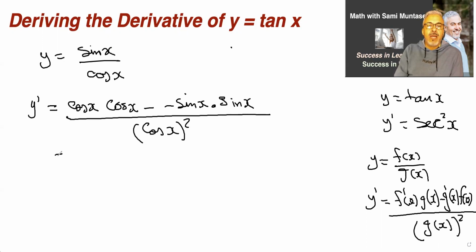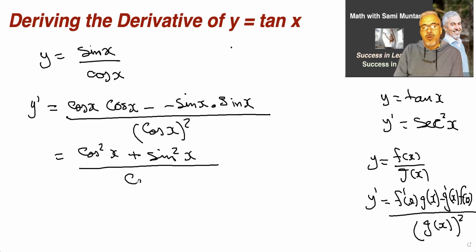And therefore, what we get here is cos squared x, negative and negative is plus sine squared x, all over cos squared x. The square outside here doesn't go on the x, it goes on the cos, because it's the cos here, it's not the x. You're taking the cosine of the angle x, so it's the cosine that gets squared here.